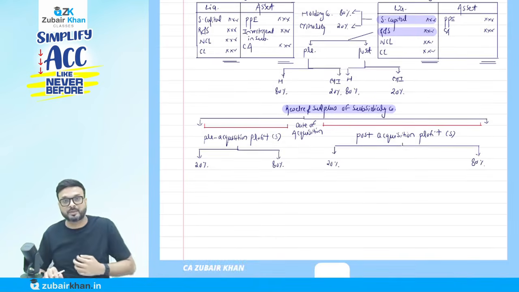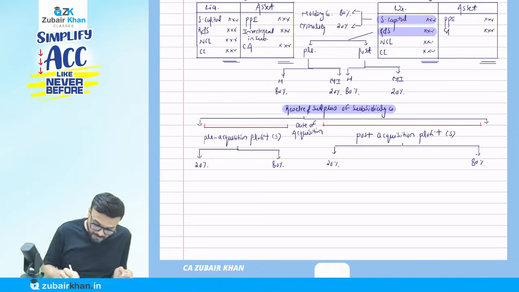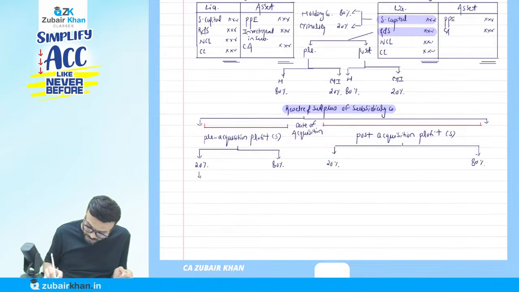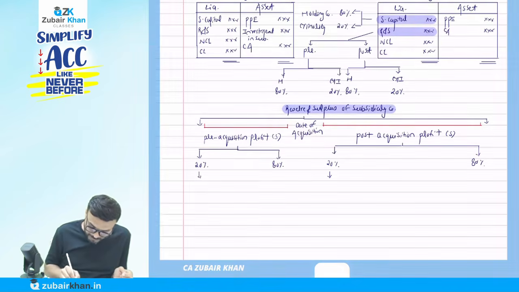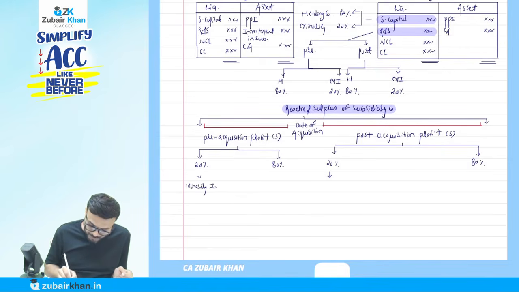Now understand this point here. For here, this 20% belongs to the minority interest, so let me write it down: minority interest. This profit belongs to the minority interest. This profit also belongs to minority interest. So what is going to happen?